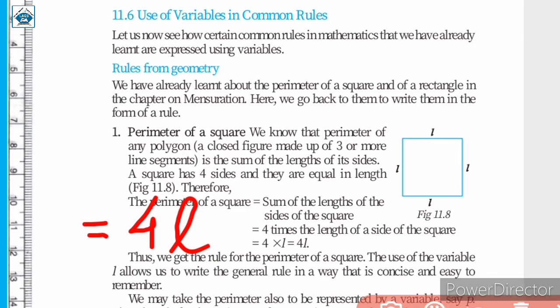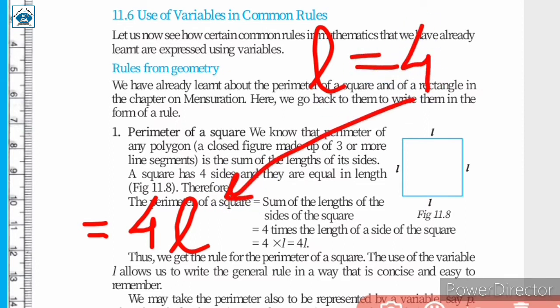So we get the rule for the perimeter of a square using the variable L. So using this we have written the general rule. That is, if here L is equal to 4, then we can simply substitute this value in this general rule and we can find the perimeter of a square whose one side is of 4 centimeter, which will be equal to 4 multiplied by 4, which is equal to 16 centimeter. So in this way, the use of the variable L allows us to write the general rule in a way that is concise and easy to remember.